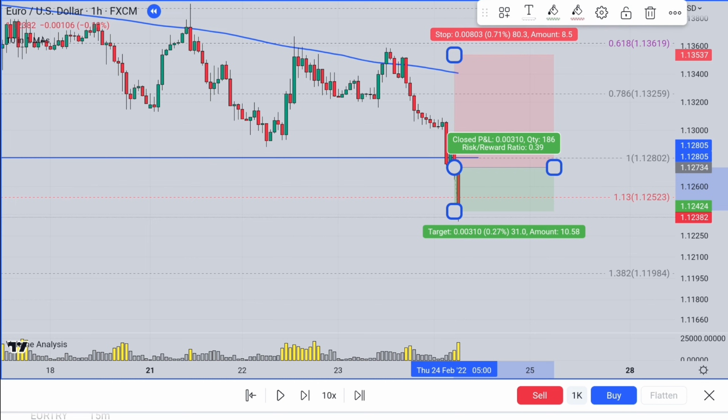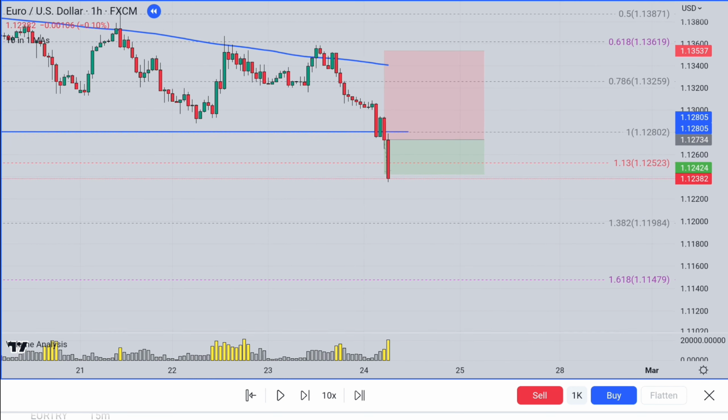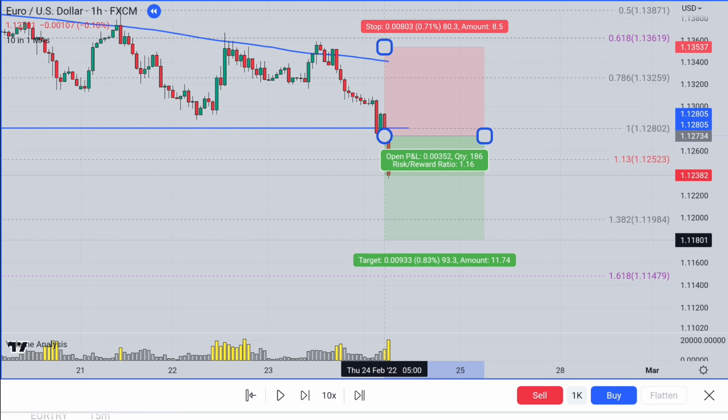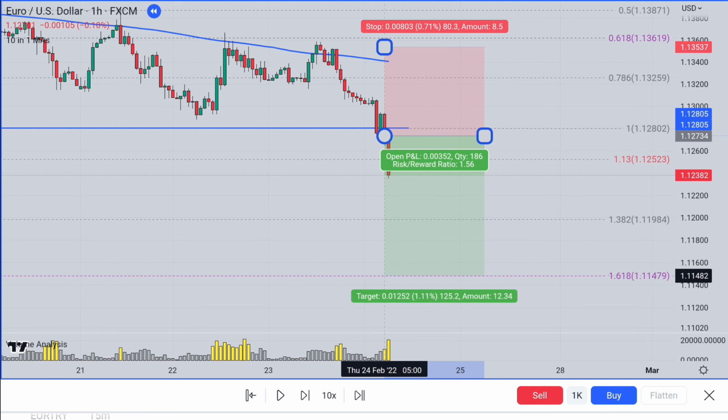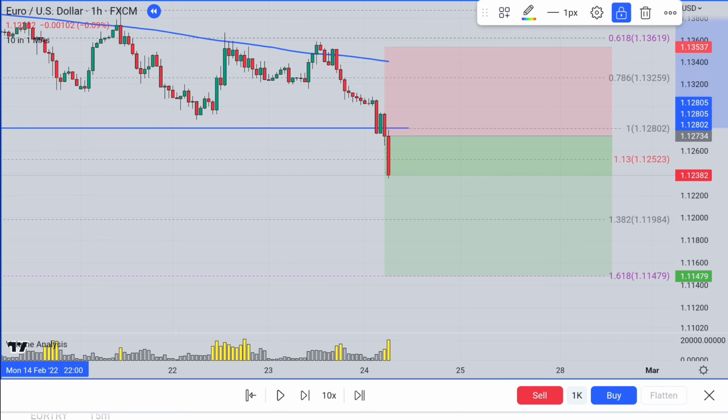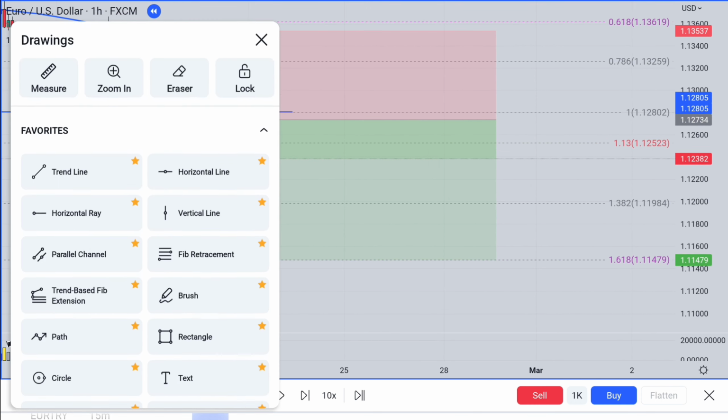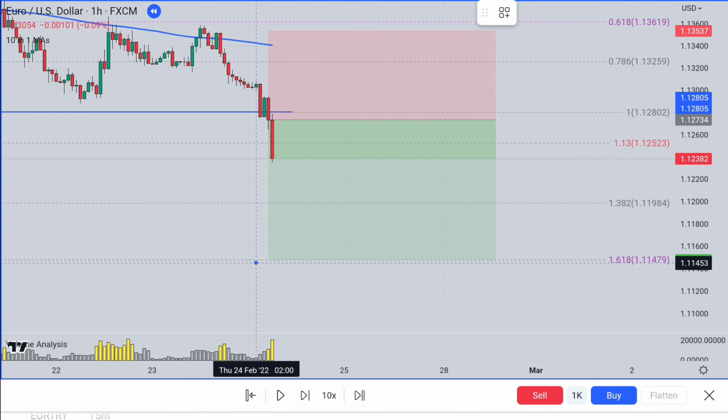The first profit-taking level will be the Fibonacci 1.618 level. If the price reaches this level, we will move the stop-loss level to the entry point of the trade. The final target will be the 2.13 level.